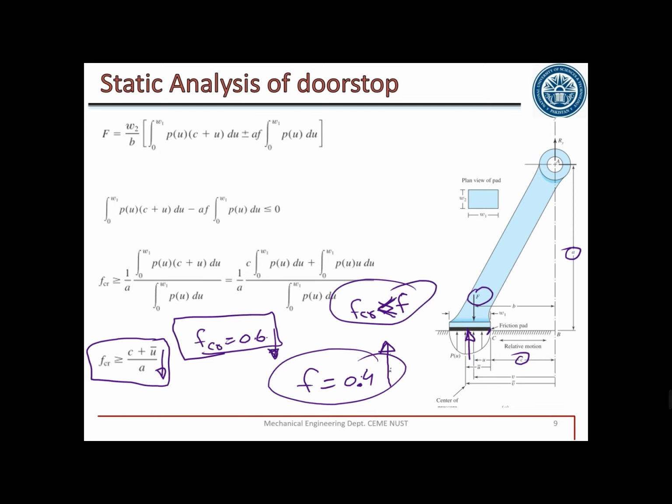To increase F, you have to add extra material or softer material, or to decrease F critical, you have to decrease this value. And how can you decrease that? Either you decrease C, or you decrease U bar, or you increase A. By changing these values, you can increase or decrease F critical, and if this equation is satisfied by any means, the door stop will be self-braking.